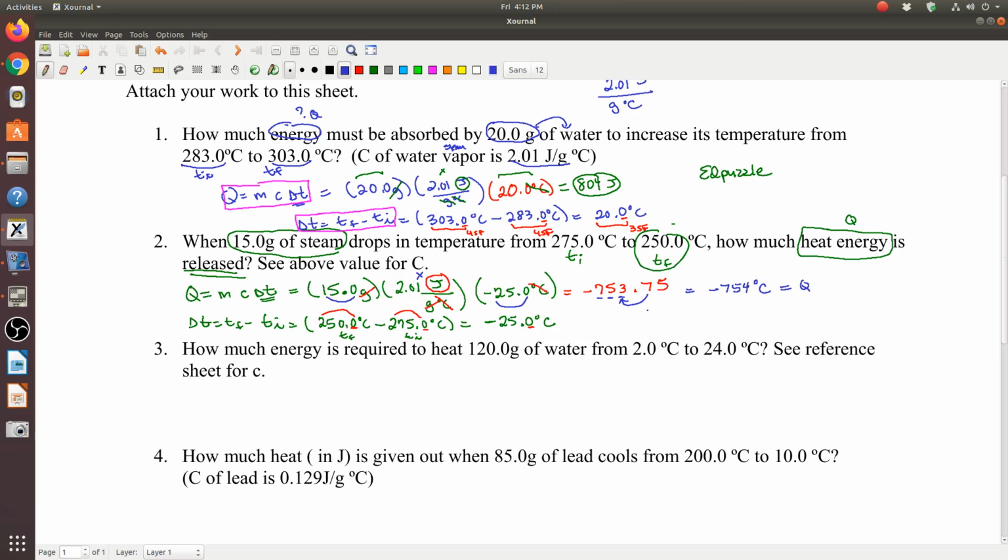Now, this is one of those times you've got to be careful. If I just asked you what was the energy when this happened, this would be the right answer. But here I asked you what was the energy that was released. You're losing this amount of energy, so you released a positive amount. So the energy released is 754 joules. Now, how do we know which one to do?